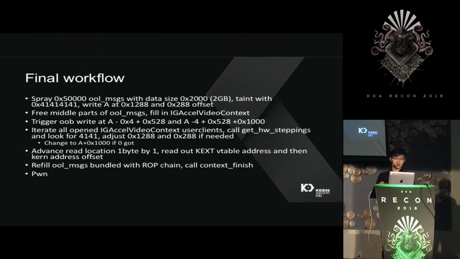And we'll advance the relocation one byte by one and get the available address of the KEXT and also the kernel's text section address offset. And we will refill the OOL messages with the ROP chain, and we will call context finish to do the ROP control. And finally, we'll do a pwn here. So actually, we can see that the info leak steps are much more complicated than the ROP control. And this is thanks to the mitigation introduced by the OSX kernel that makes our work much harder.